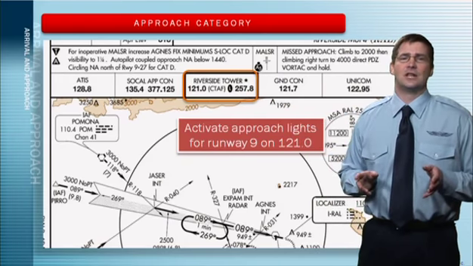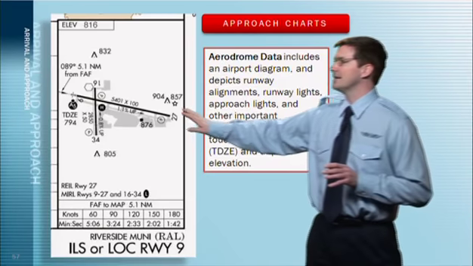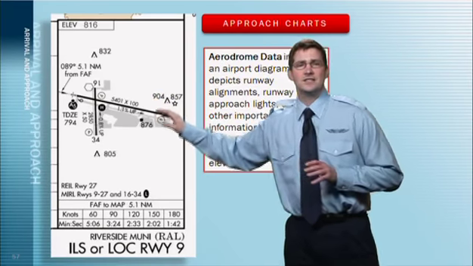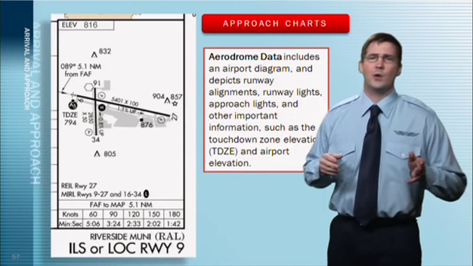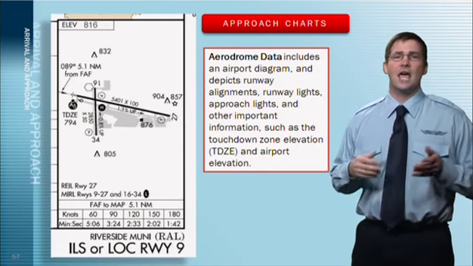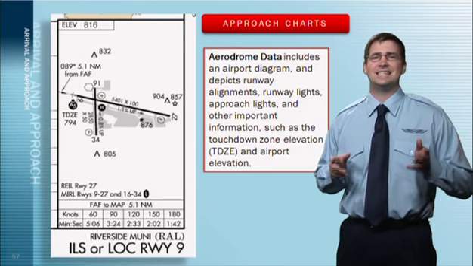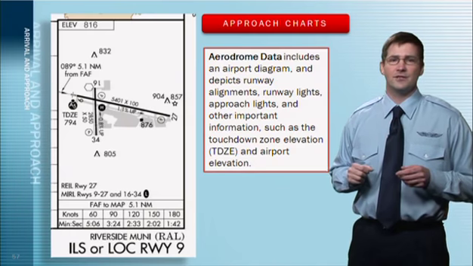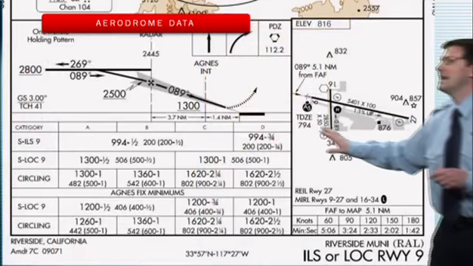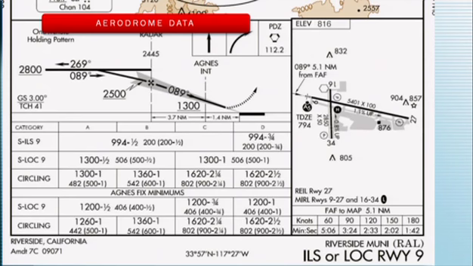Now the last section to look at is the aerodrome data. We can see an example of that right here. This includes an airport diagram, and it depicts runway alignments, runway lights, approach lights, and other important information such as the TDZE, or touchdown zone elevation, and airport elevation. Let's take a closer look at an airport diagram here. The elevation of this airport is 816 feet, and the runway is 5,400 feet long by 100 feet wide.